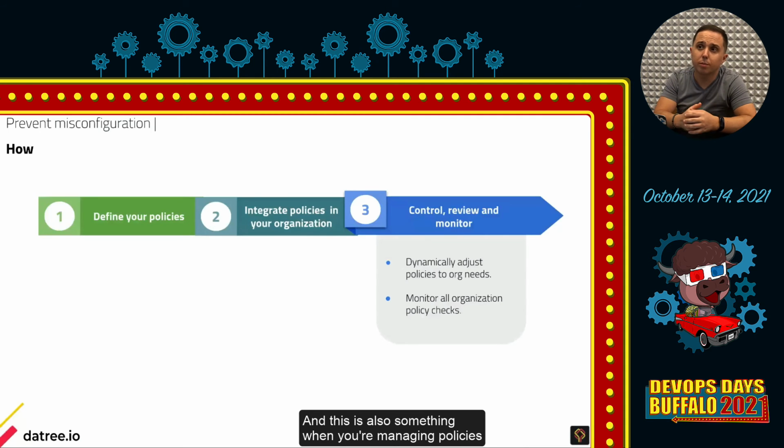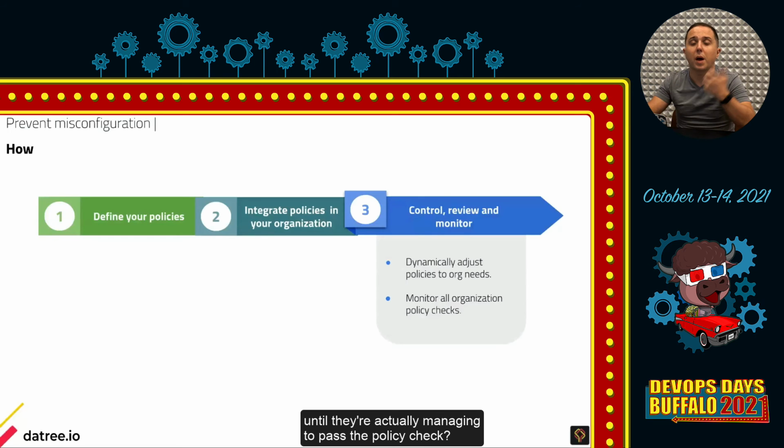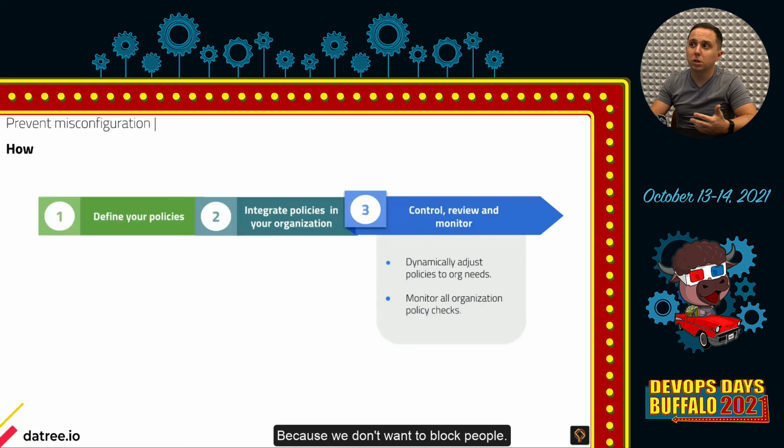And this is also something when you're managing policies in a centralized way for an entire organization, you need to see what are the trends? Are people improving or not? Are they wasting a lot of time until they're actually managing to pass the policy check? Because we don't want to block people, we want to help people.